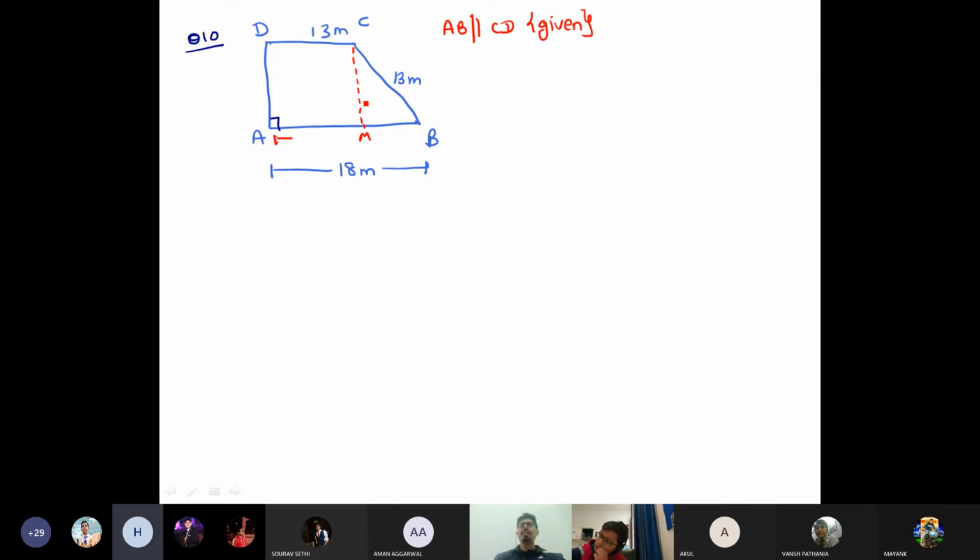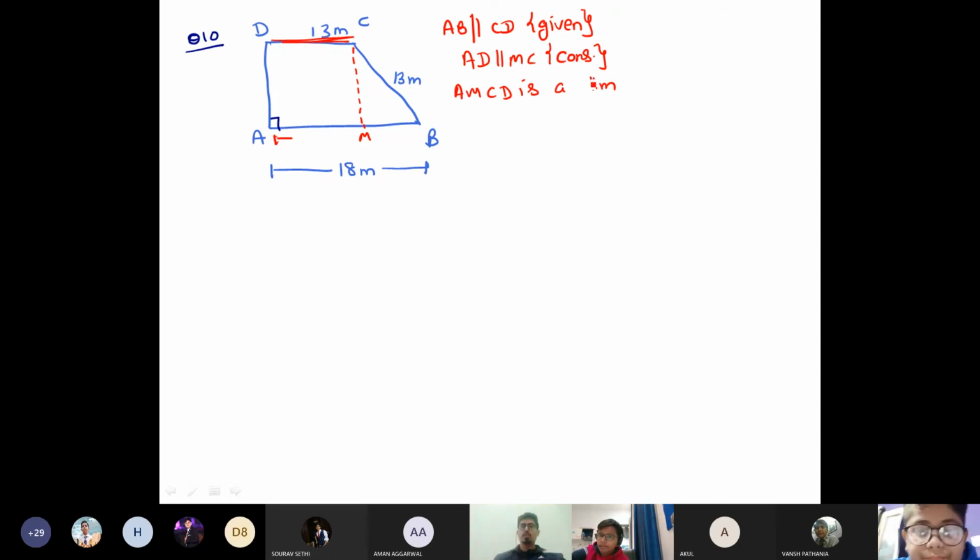See, this complete AB is parallel to DC. DC is parallel to AB. So can I say that this DC is parallel to AM? And AD is parallel to MC by construction. So can I say that now this AMCD is a parallelogram? Yes, it is a parallelogram.